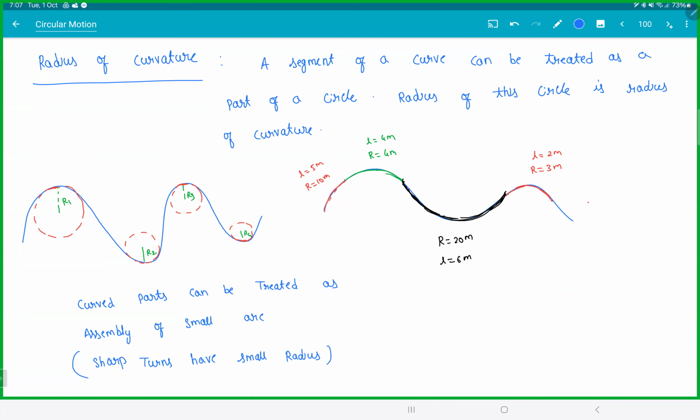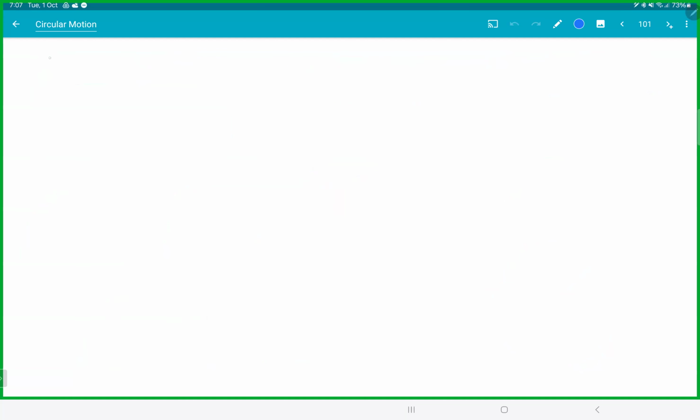Sure, everyone? So how do you find this radius of curvature? Now, there are two ways you can do this. One is using physics and one is mathematically. We'll see both. So first thing, physics-wise.